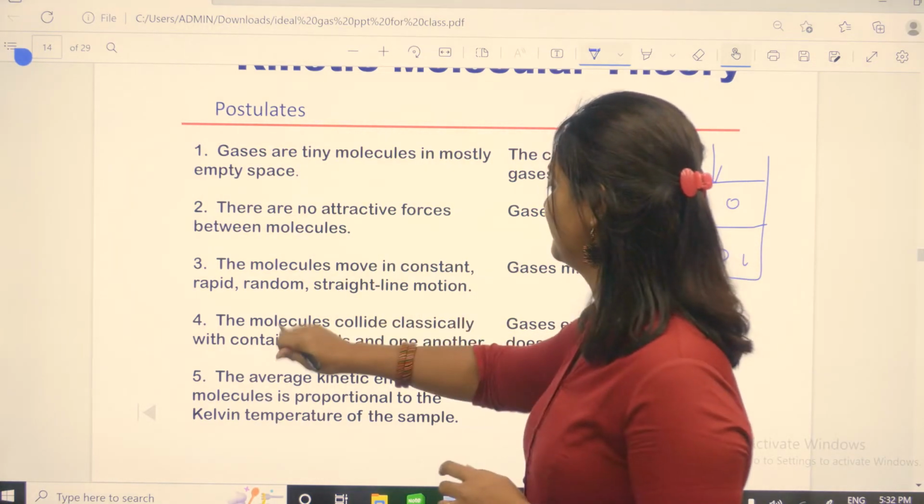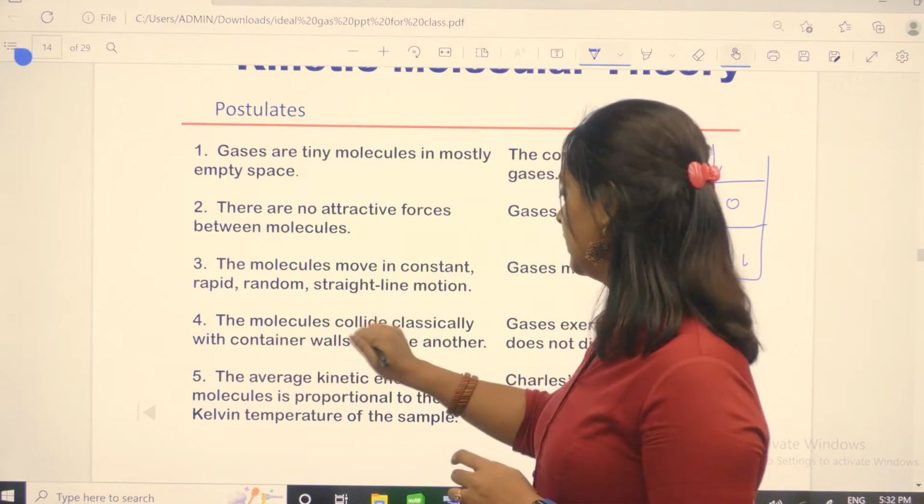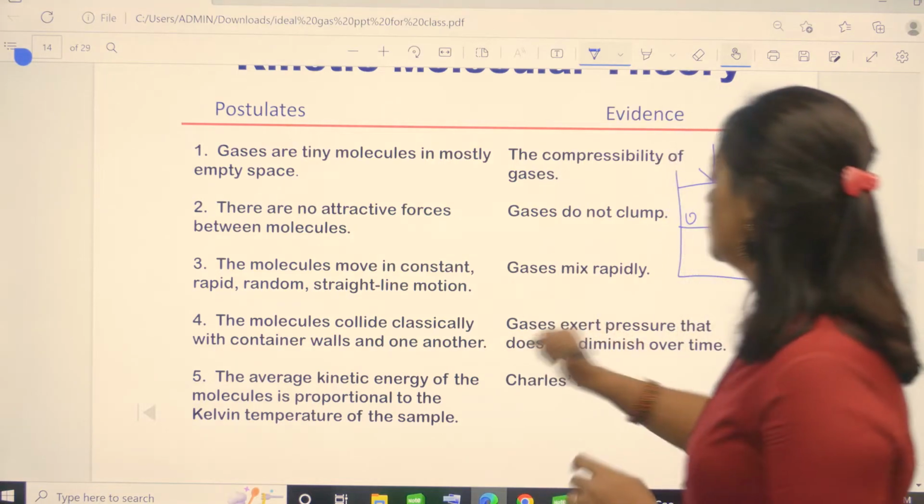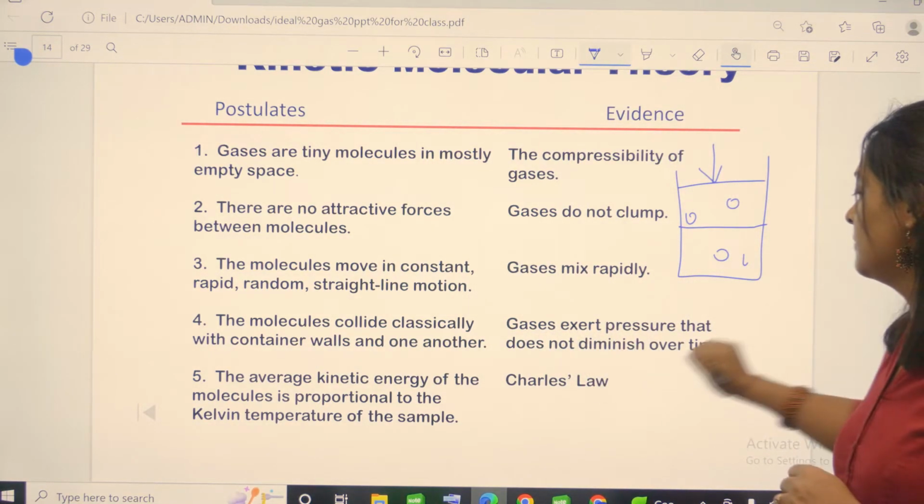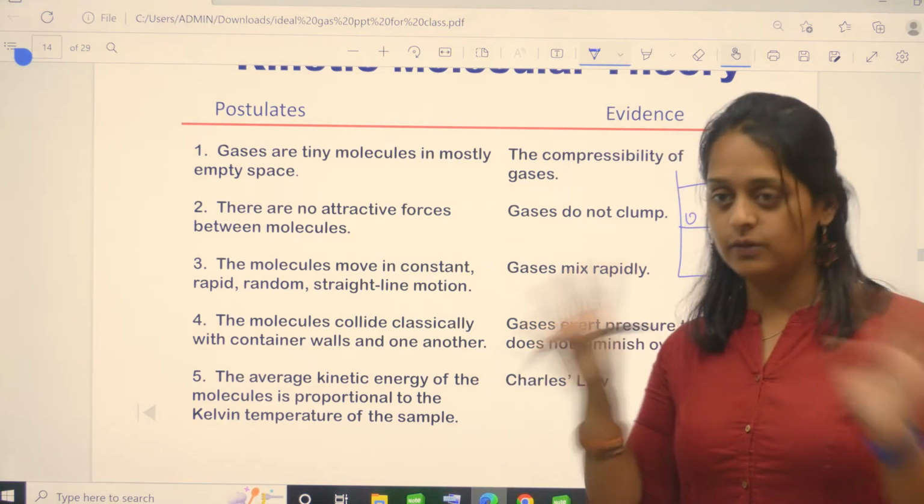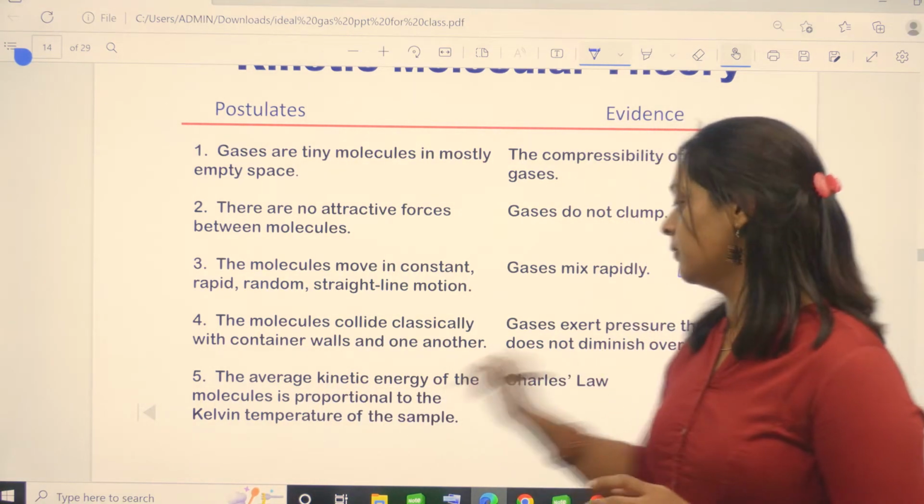The molecules collide classically with the walls of the container and with one another, so the pressure exerted does not diminish over time. The pressure is always constant. Every time you will observe there is a pressure. The average kinetic energy of the molecules is proportional to the temperature.